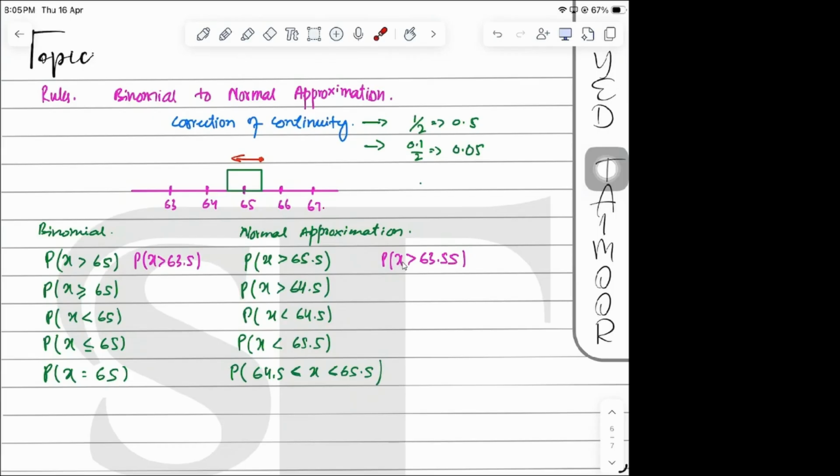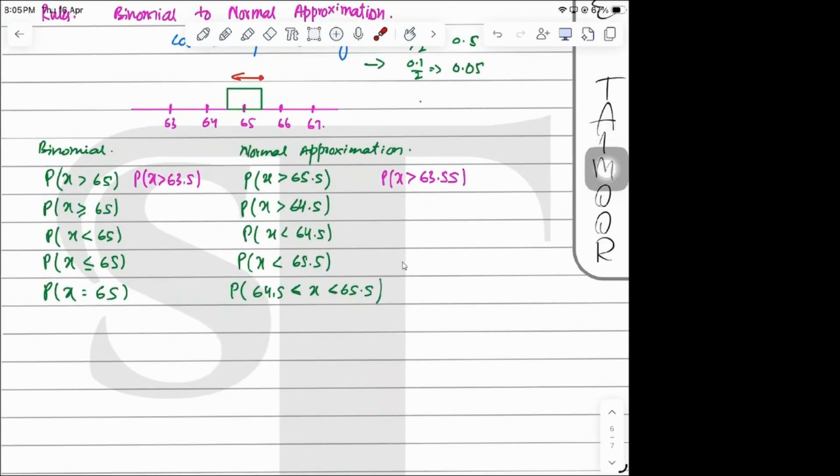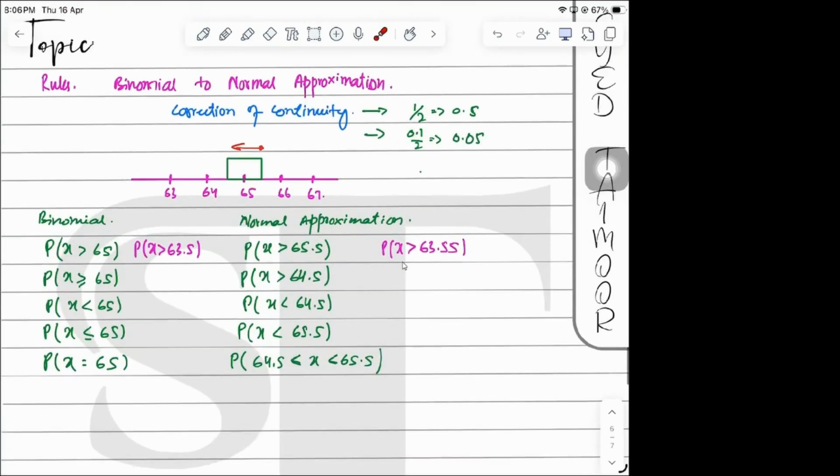And furthermore, if they are telling you x equal to 65, it means 65 cannot be calculated, because we cannot calculate that exact point in the normal when we are dealing with the approximation. So 65 is not exactly calculated, so we are going with this one and this one, 64.5 and 65.5. This is exactly the continuity correction. It is just like that.